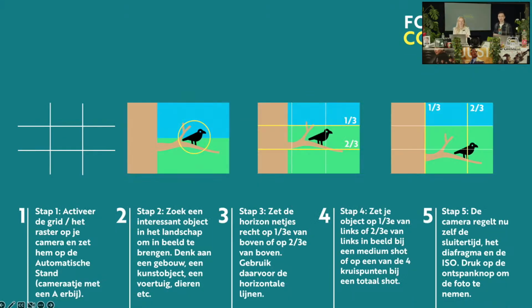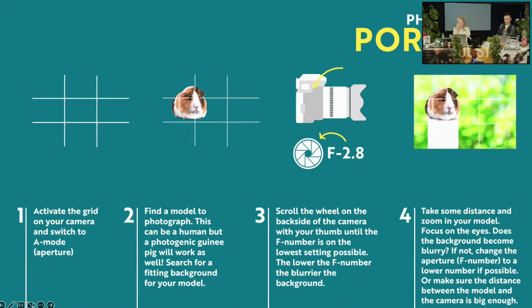The first one is about composition. We will explain this in the lesson, so that means working with the grid. You can also activate the grid on your phone, and then you can make use of the horizontal lines and the vertical lines to place your objects on. You can also work with the intersections if you have a smaller object like this bird over here, and then you can make a nice composition with that. The horizontal lines are for the horizon, and the vertical lines are for your objects. The steps explain how you can do that with the camera.